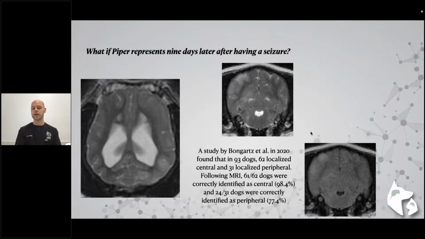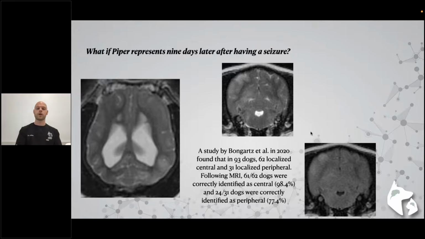So the reason that I bring this up is because you send us a dog and you're convinced that it's peripheral, and we end up doing an MRI and finding a central lesion. Doesn't mean that you're wrong. Doesn't mean that you missed anything. Just means that unfortunately sometimes even us, we have a dog localized as peripheral. There's no centralizing signs, and yet they have a central lesion.